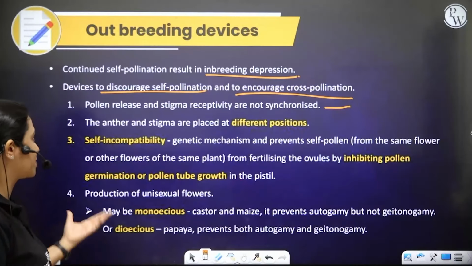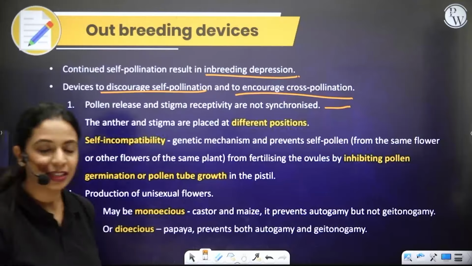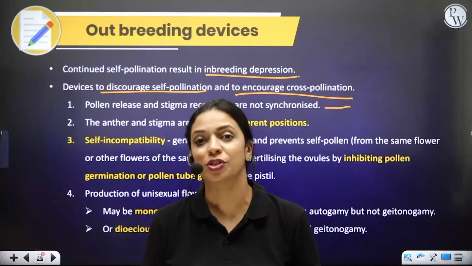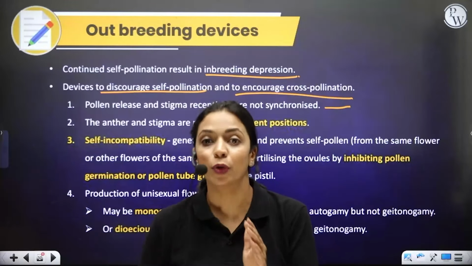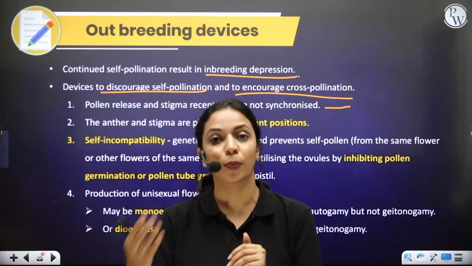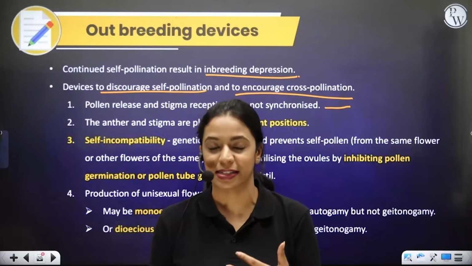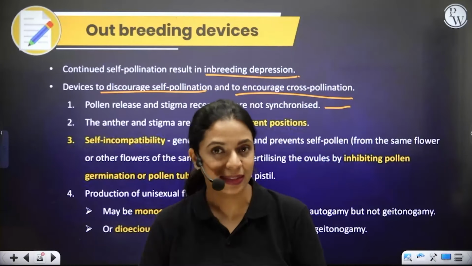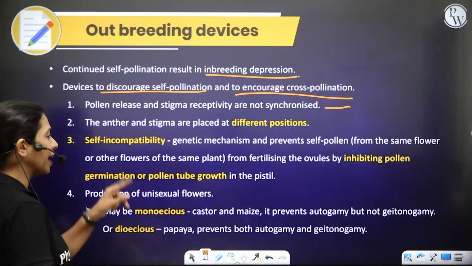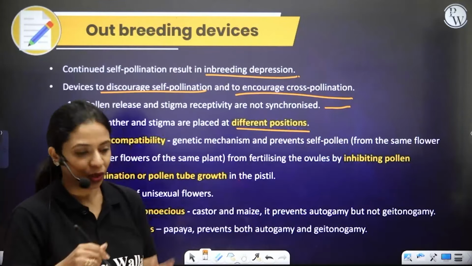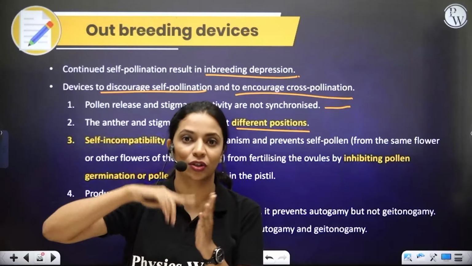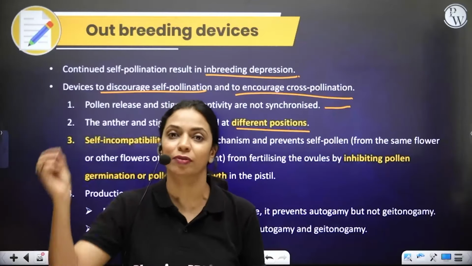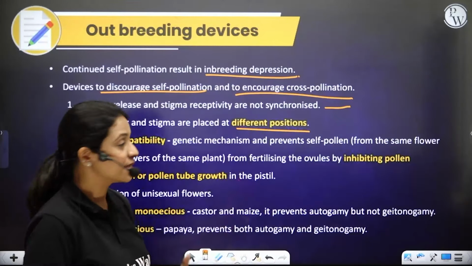What are some of those mechanisms we'll see here. In some plants, at the time the pollen is released, the stigma of the same plant will not have matured by then. In order for pollen to form a pollen tube after deposition on the stigma, the pollen and the stigma have to mature simultaneously. If they are not maturing simultaneously, then the stigma will not allow the formation of the pollen tube. That is one. Secondly, the anther and stigma are placed at different positions. What if the anther is shorter and the stigma is much taller or longer than the anther? Even if the anther matures, there are fewer chances of the pollen falling on the stigma of the same flower. That also prevents autogamy.